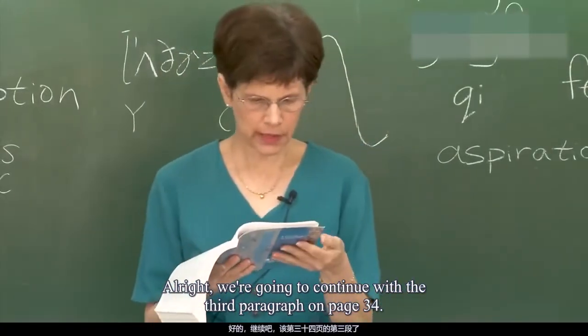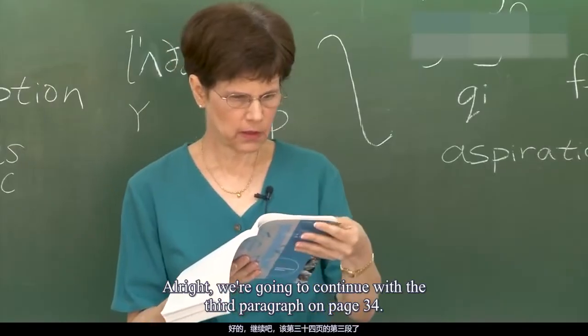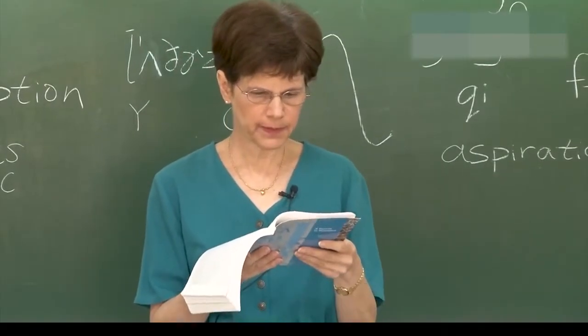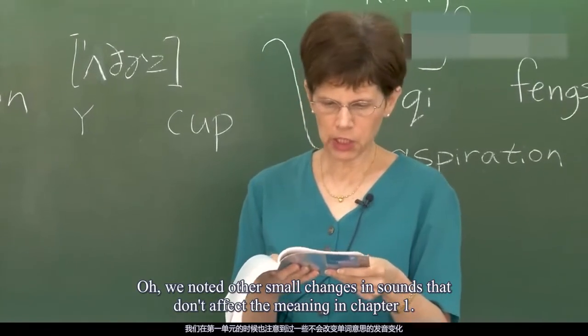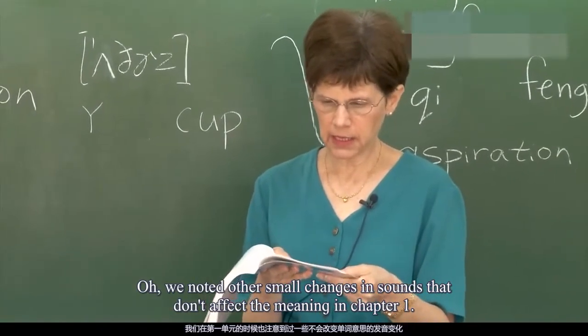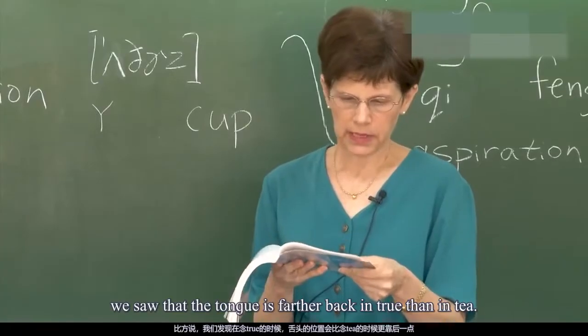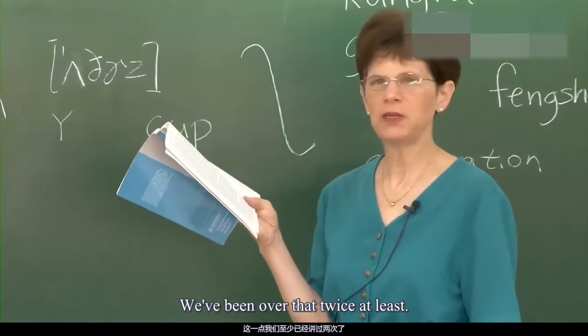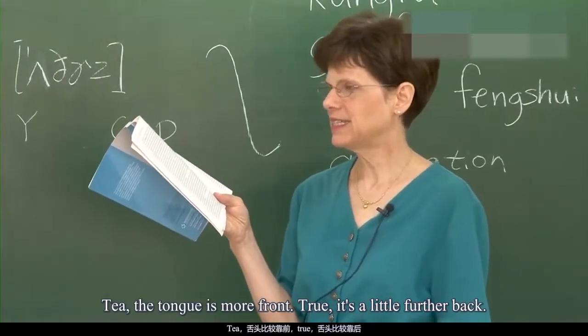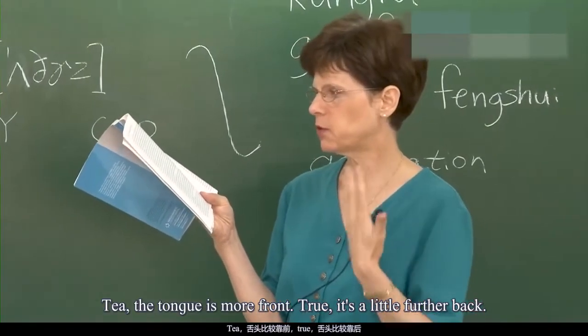All right, we're going to continue with the third paragraph on page 34. We noted other small changes in sounds that don't affect the meaning in chapter 1. We saw that the tongue is farther back in true than in T. We've been over that twice at least. T, the tongue is more front. True, it's a little further back.